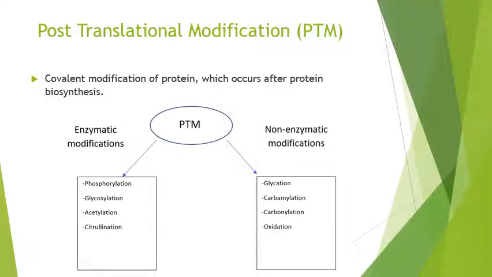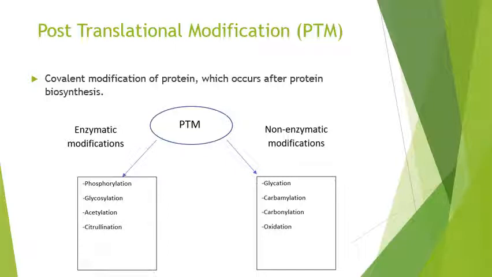Post-translational modification, or PTM, is the covalent modification of proteins which occurs after protein biosynthesis on the ribosome, which is after translation. PTMs fall under two categories: enzymatic modifications and non-enzymatic modifications. Non-enzymatic modifications are generally classified as degenerative PTMs, as they lead to the cessation of protein function, such as oxidation, the action of reactive oxygen species, and glycation, the non-enzymatic process of adding sugar groups.